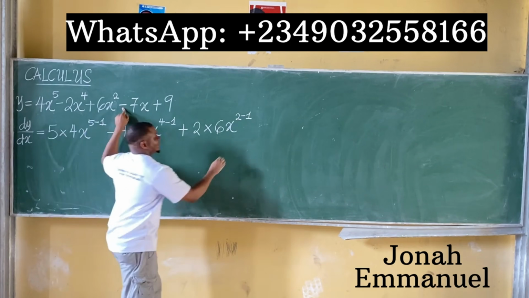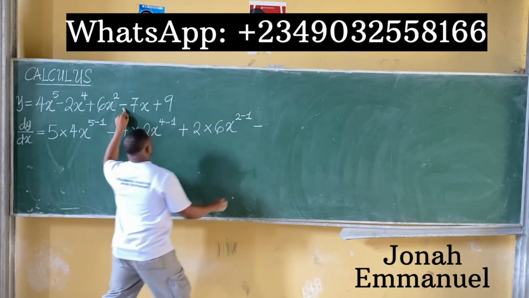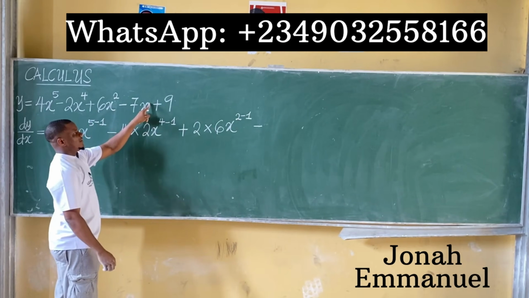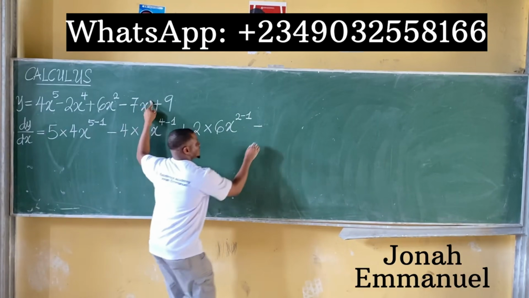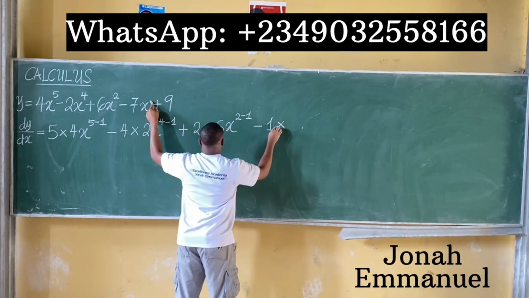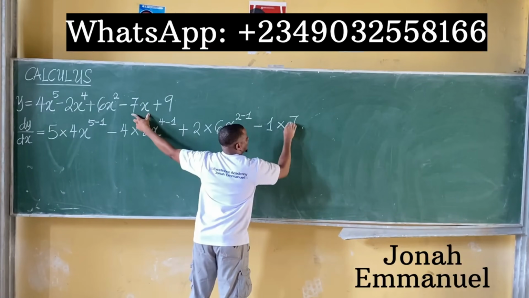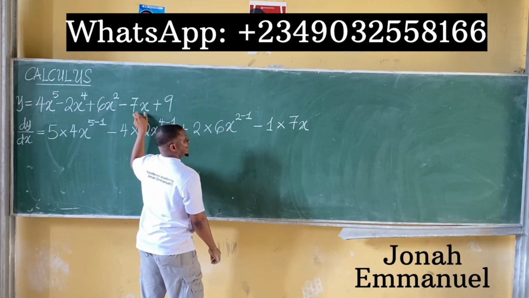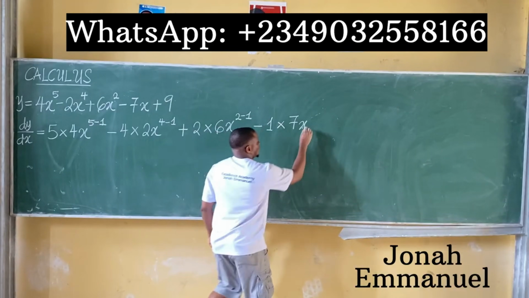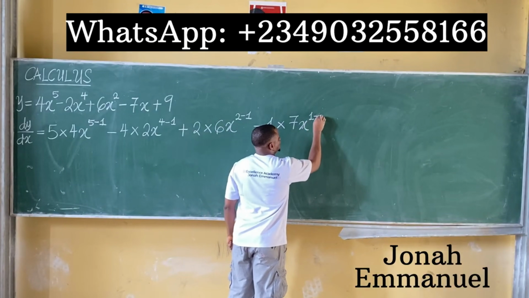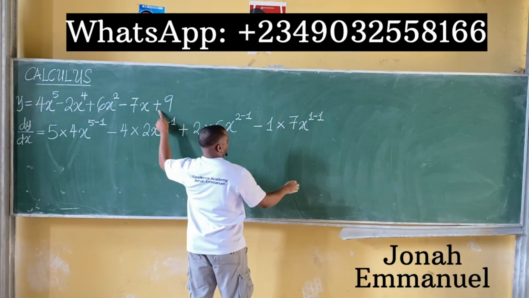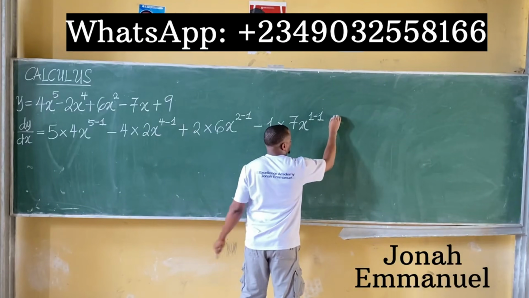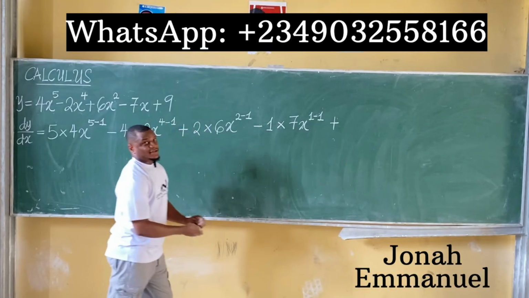Come to this. This sign here is minus. You have x here. What's the power of x here? So it becomes 1 times what you have here, 7x. We've just said the power is 1. Right? So when you have x standing alone, the power is 1. So it becomes 1. Subtract 1. The sign here is plus. So it becomes plus.